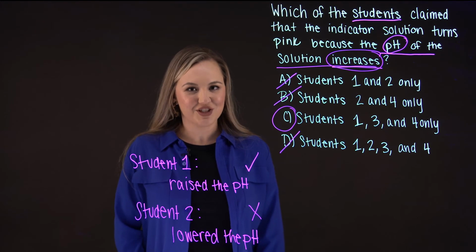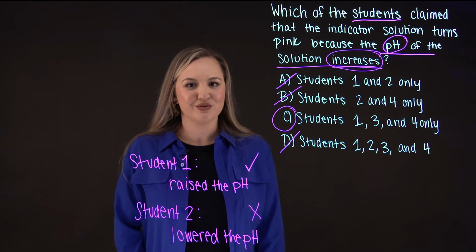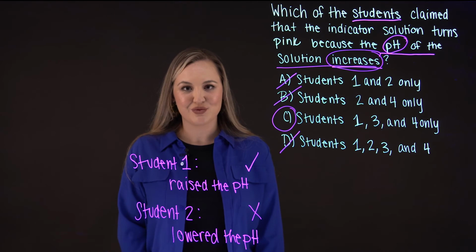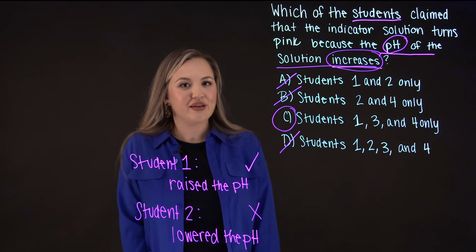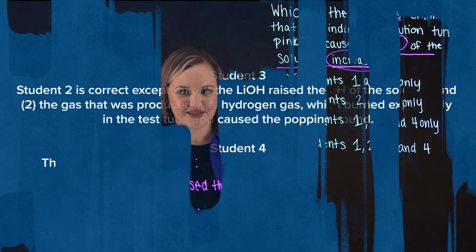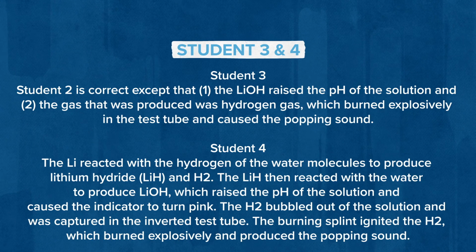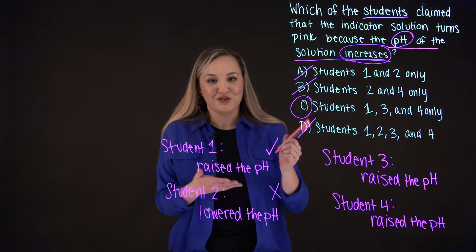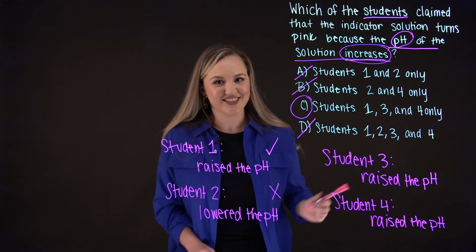Now, just to double check, we're going to skim through student 3 and 4's explanations as well, just to make sure that they really believed that the pH was raised. So notice in student 3's first sentence, they say it raised the pH, which is consistent with choice C. Now student 4 also says in their second sentence that it raised the pH. So we've just confirmed that choice C is in fact the correct answer.